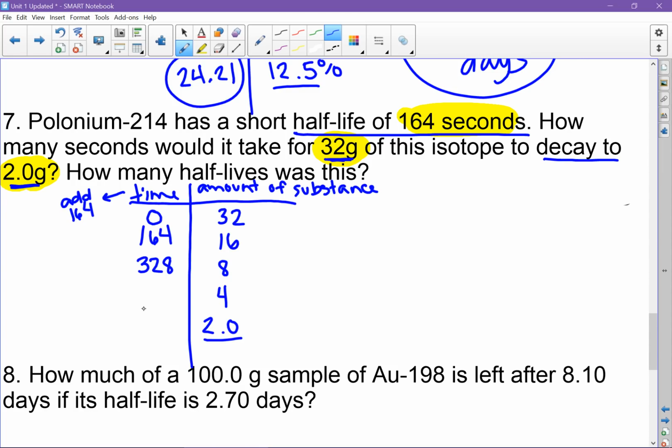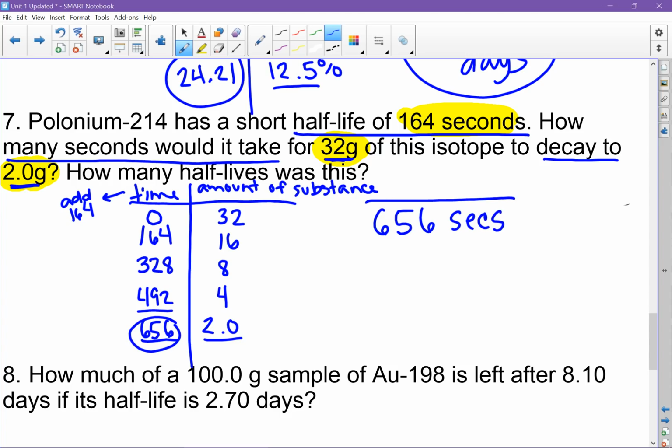So now we just figure out, okay, I need a time here and a time here. Remember in that column that you're adding. So 328 plus another 164 is 492. If I add that again, I get 656. So the question says, how many seconds would it take? That's how long it would take. So the answer is 656 seconds.